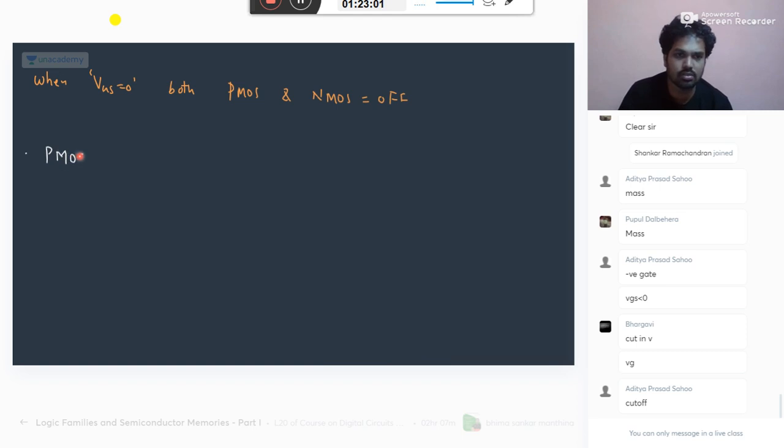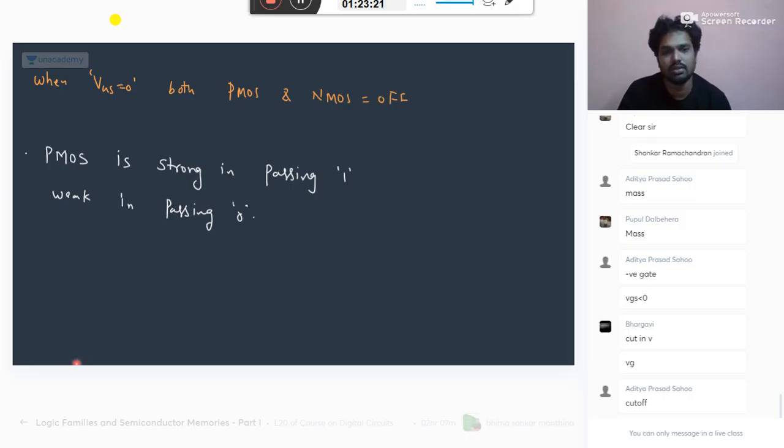PMOS is strong in passing 1, weak in passing 0. Okay. Similarly, NMOS is strong in passing 0, weak in passing 1.